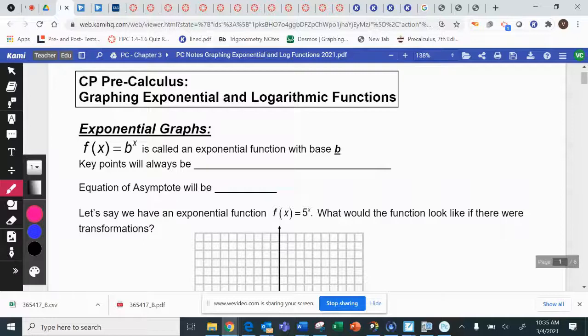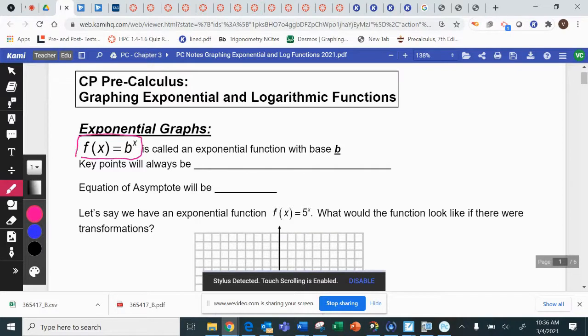Today we're going to go over how to graph. And we'll start with exponential. This should be review from Algebra 2. We've got an equation that looks like f of x equals b to the x. B is the base. We're going to pick key points that are very easy to graph.